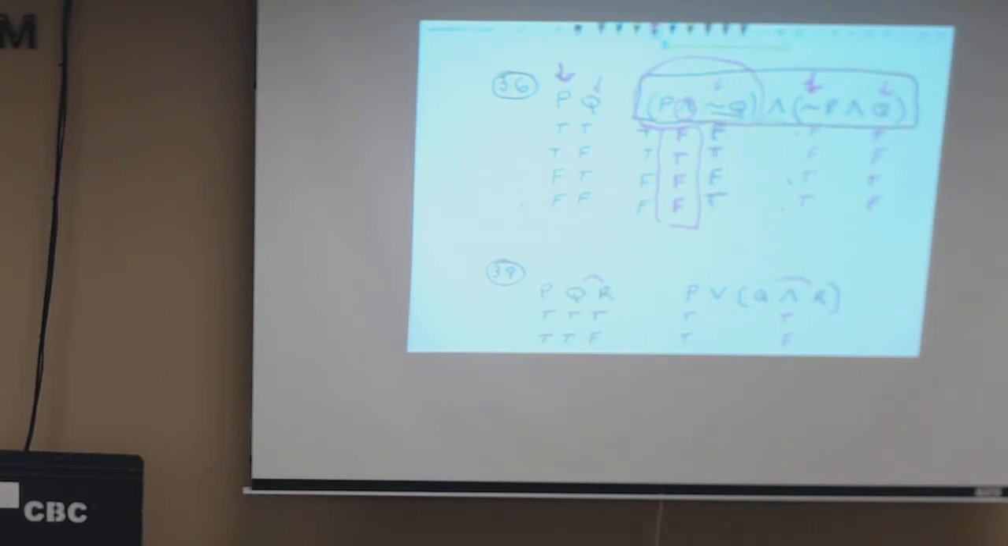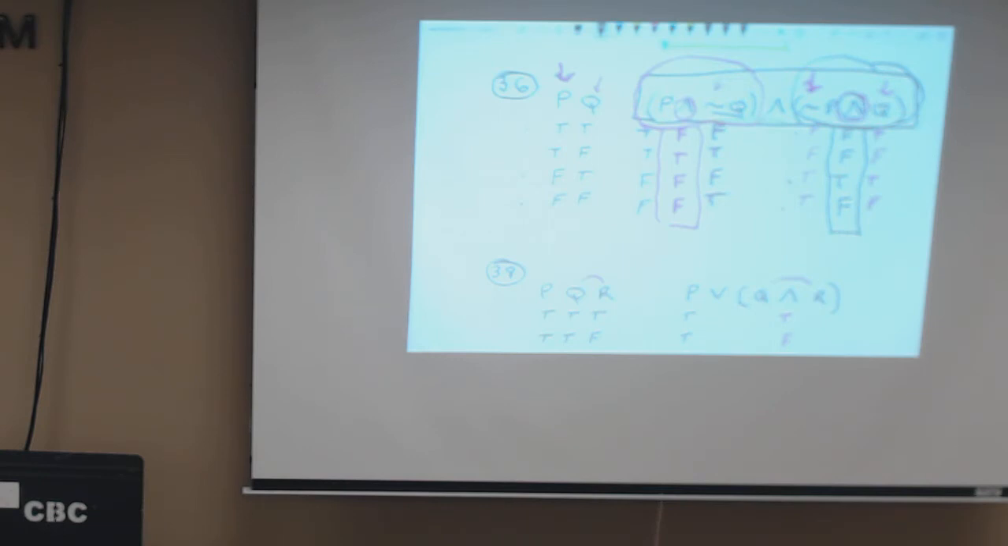Now we're doing and. False and true would be what? Maybe I better change colors here. False and true would be false. False and false would be false. True and true would be true. And true and false would be false. Everybody follow that? So now, here's my final column for this side.